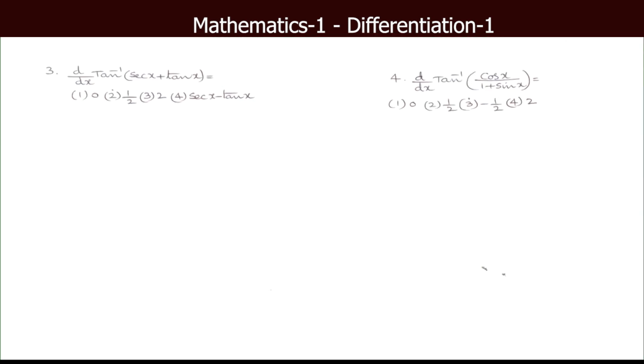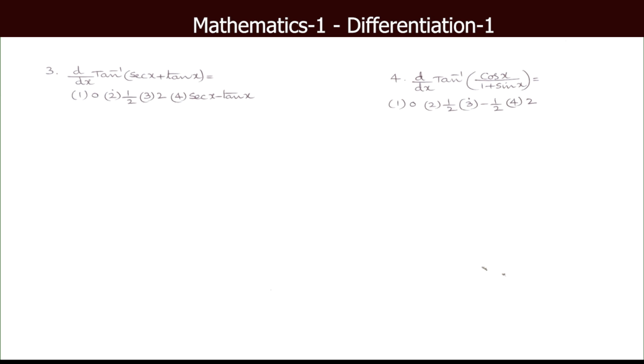Derivative of inverse tan of secant x plus tan x. In the intermediate class, you know that this is a special category of differentiation technique, that is transformation. That means, instead of directly applying the chain rule for finding the derivative of arc tan of secant x plus tan x by writing secant x plus tan x as t and writing this as dy dt into dt dx, sometimes it is desirable to reduce the given function to a simpler form by means of a bijective transformation.